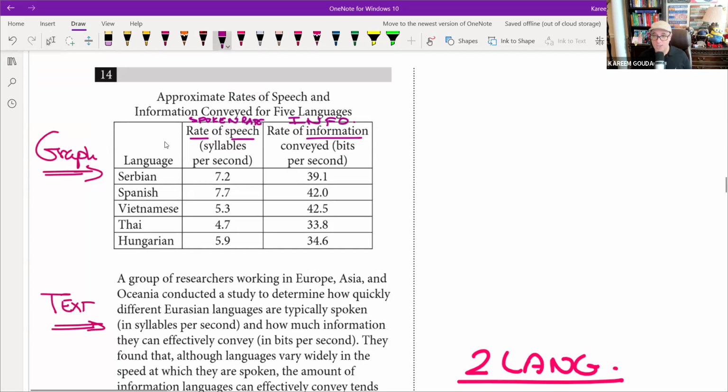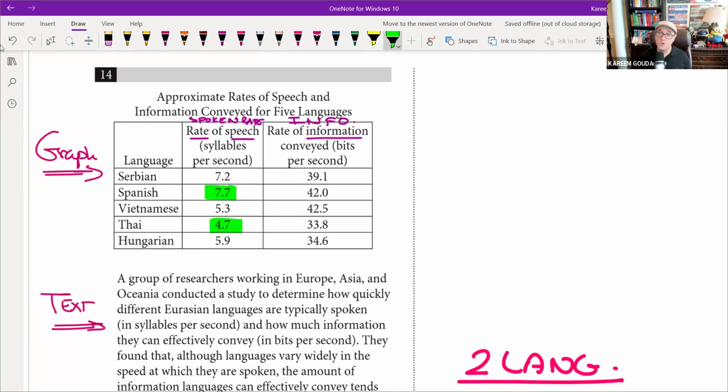Okay. So let's take Serbian, for example, and Spanish. Are these very different spoken rates? Are they? No, they're very similar. So no. Okay. How about Serbian and Vietnamese? Are these very different? Kind of. So maybe yes. All right. Serbian and Thai. Yes, very different. All right. Works. Okay, I'm just taking examples here. Okay, I'm still going to read the answer choices. Let's say Spanish and Thai. Yeah, very different. You get it?